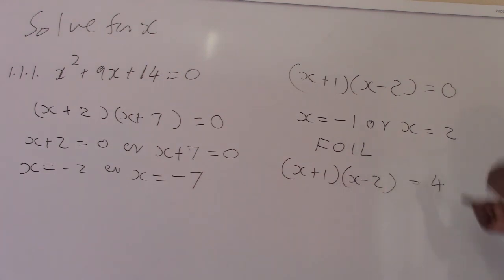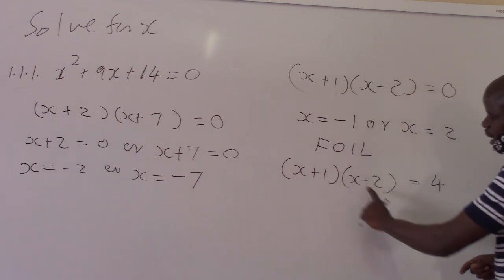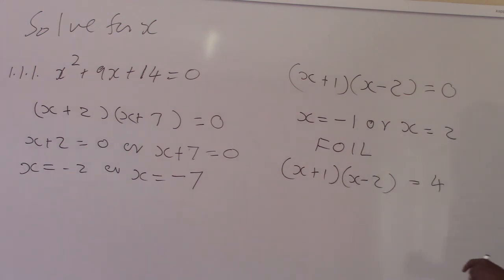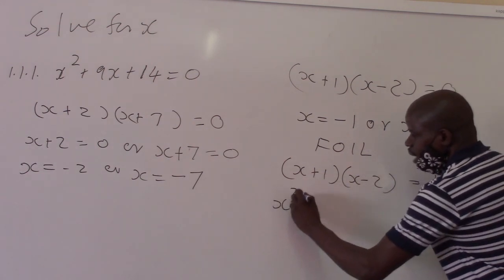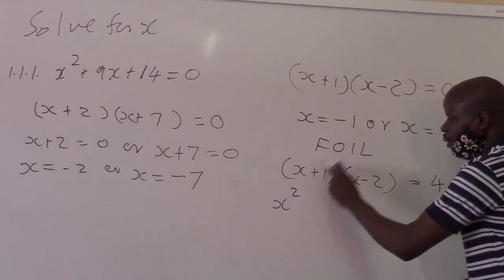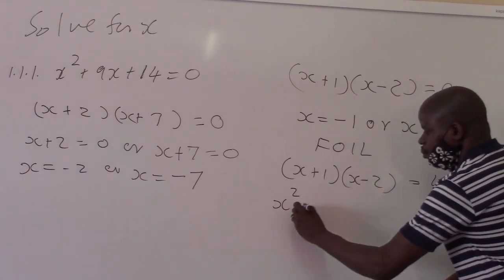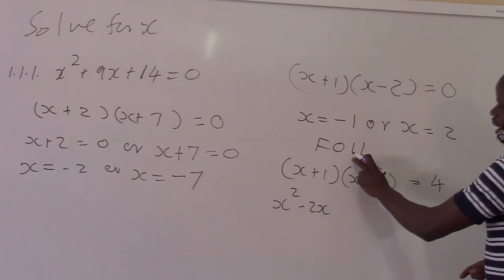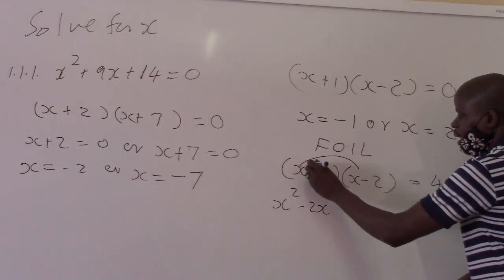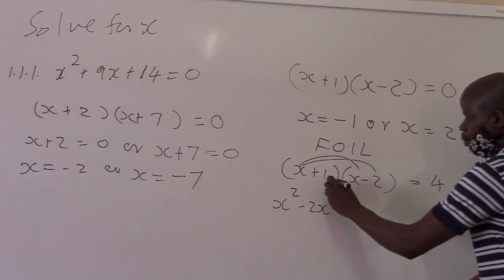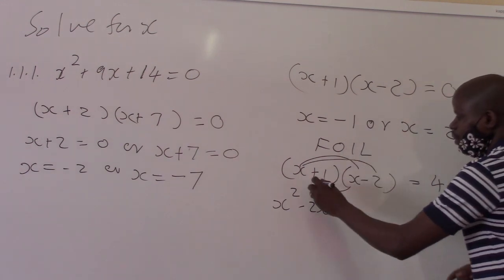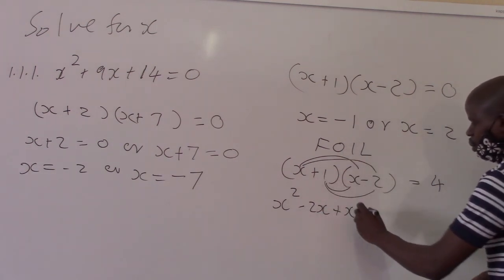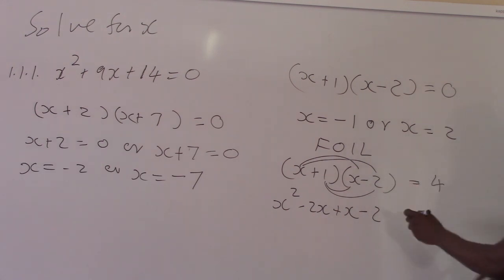And then the last ones, so we are talking about the last in the first bracket and the last in the second bracket. So what we do is we just say x times x, it will give us x squared. And then for outer, we say x times -2 is -2x. For the inner, we come for 1 and x, which is x. And then for the last, which is 1 and -2, which is -2. We transpose the 4, which is -4, equals 0.